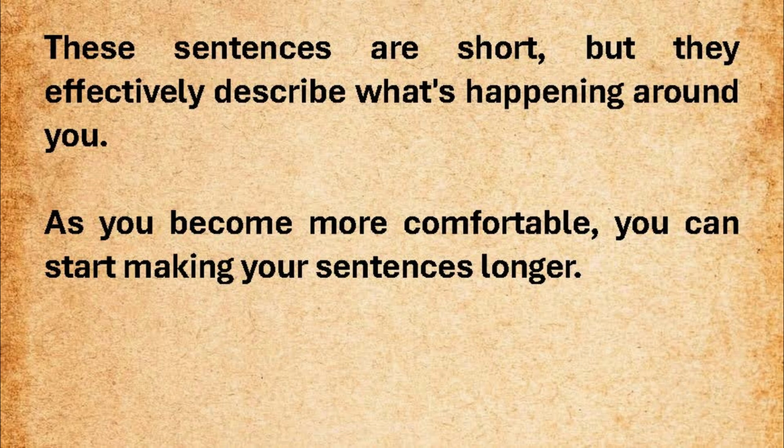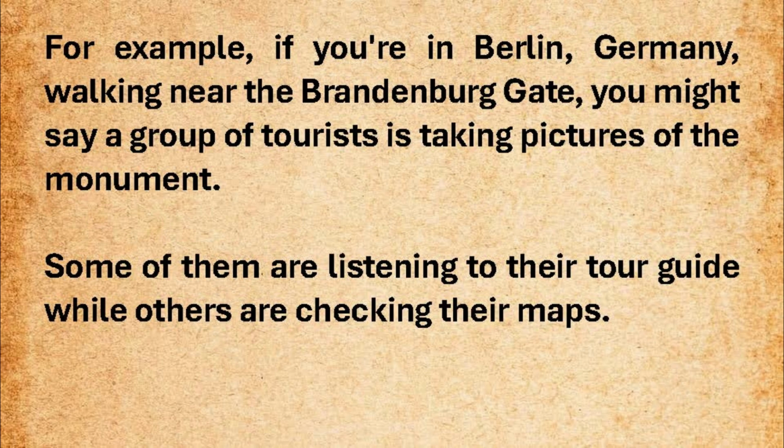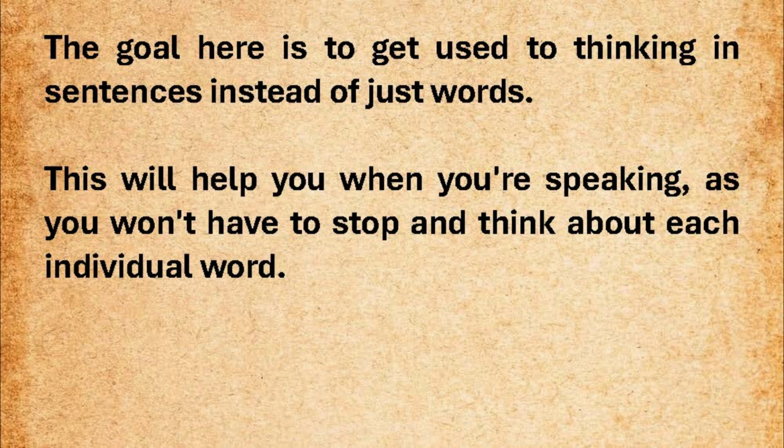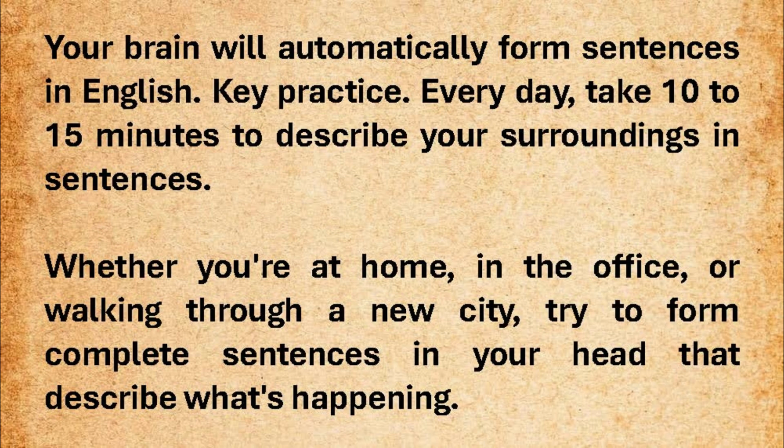As you become more comfortable, you can start making your sentences longer. For example, if you're in Berlin, Germany, walking near the Brandenburg Gate, you might say a group of tourists is taking pictures of the monument. Some of them are listening to their tour guide while others are checking their maps. The goal here is to get used to thinking in sentences instead of just words. This will help you when you're speaking, as you won't have to stop and think about each individual word. Your brain will automatically form sentences in English.